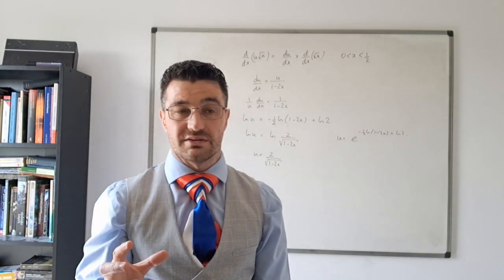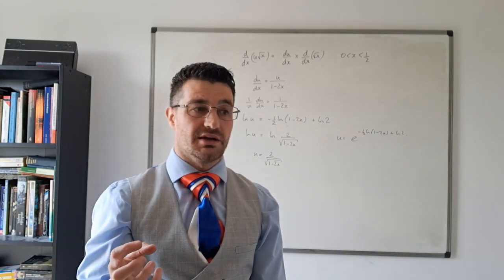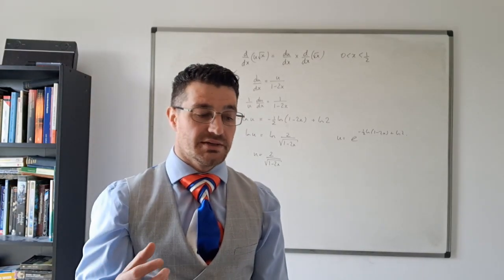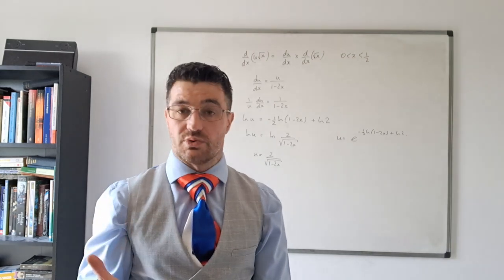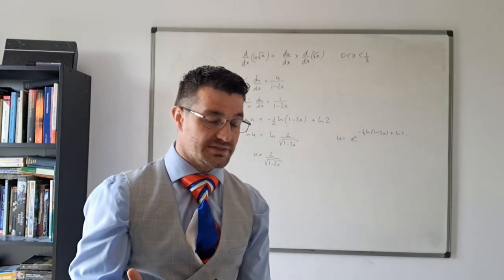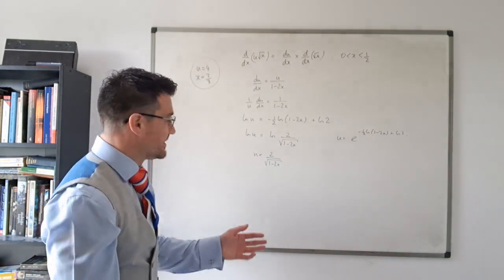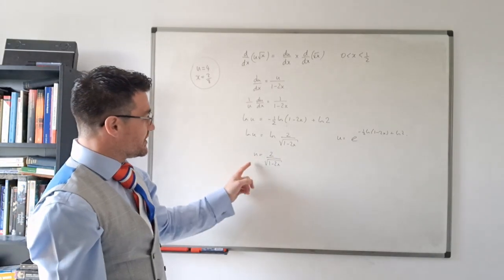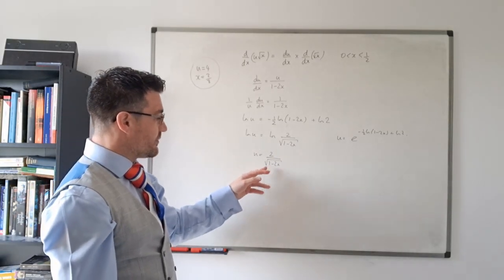And you might think, well, why should I care about that? And the answer to that is because that's what mathematicians care about. So it's as simple as that, really. So u equals 2 over the square root of 1 minus 2x.